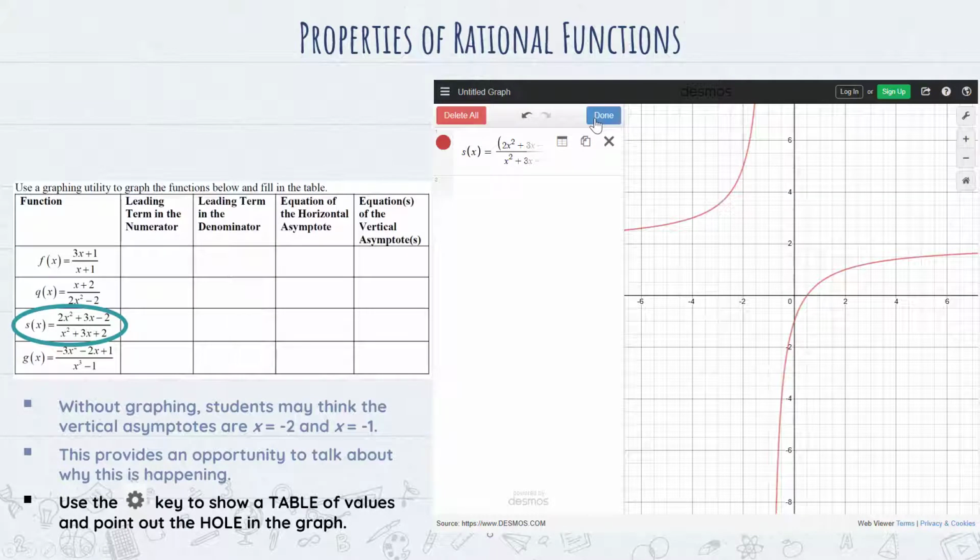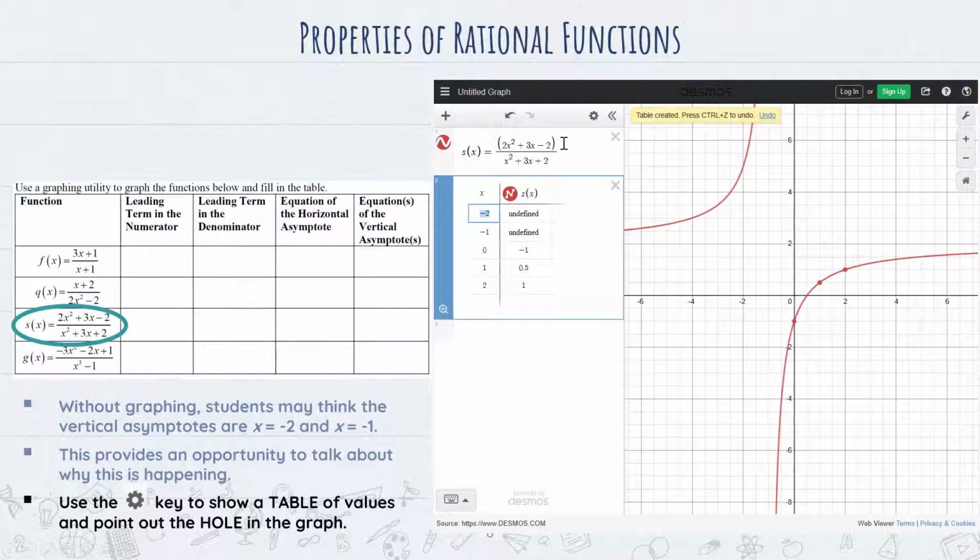Here's the gear function, and when I press that and I click on the table, all of a sudden that function creates a table of values for me. And I can see in this table of values that not only is the function undefined at -2, but also undefined at -1. Now we can see that -1 is the vertical asymptote, and now we can also see that at -2, that's a limitation on the domain, and something must be happening there. What I like to tell my students is if I could zoom in on this Desmos graph, in other words, think about pixel sizes, there would actually be an open circle right here at -2.